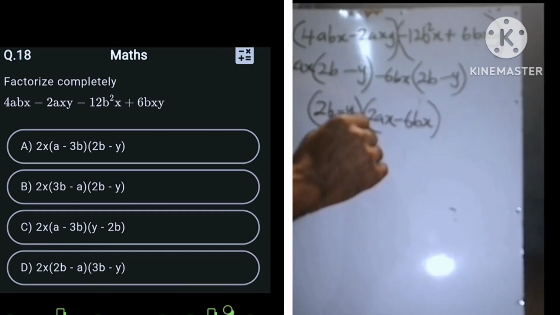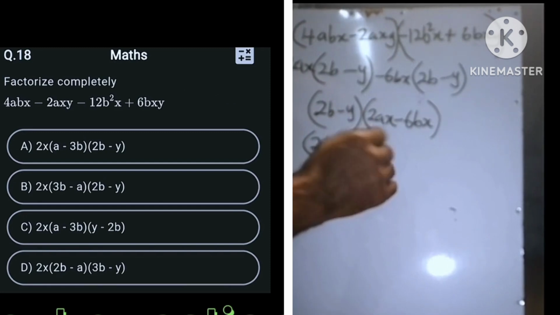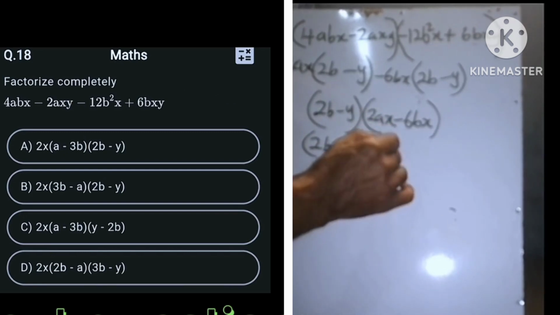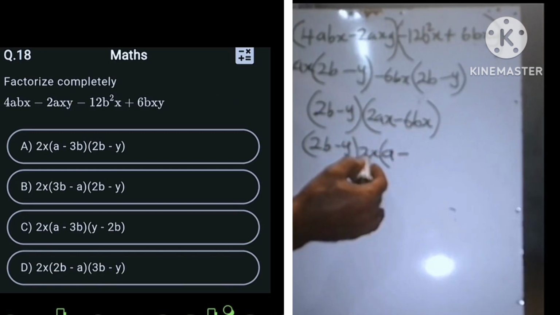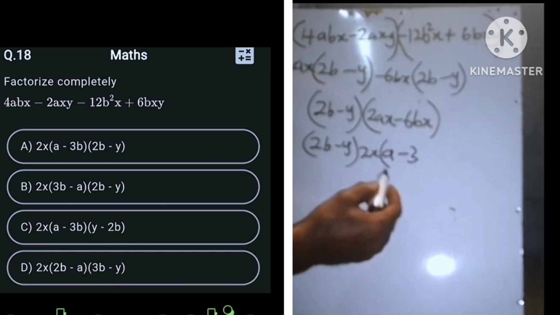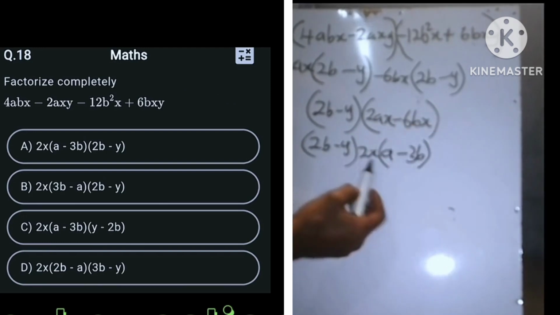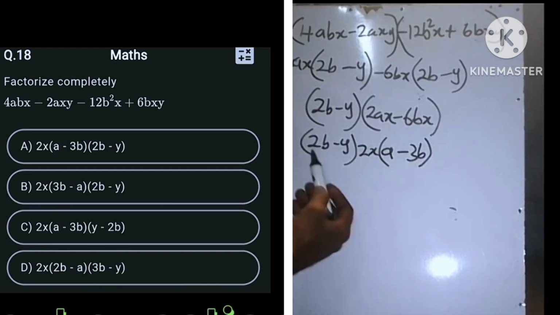Since 2 is common, we take out our 2. X is common to both sides. We take out our x. So 2 into 2 is 1. That one is common. So what's left? Now if the x cancels, what's left is a minus. 2 in 6 is 3. Then if the x cancels, we have b left. So our answer, this is the final factorization.